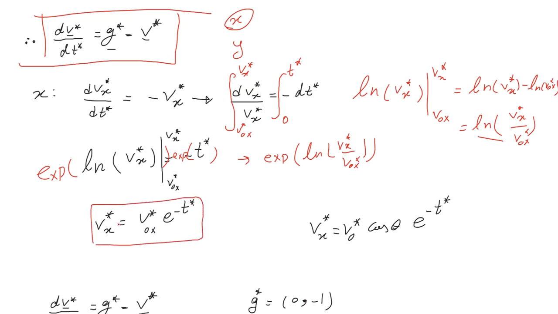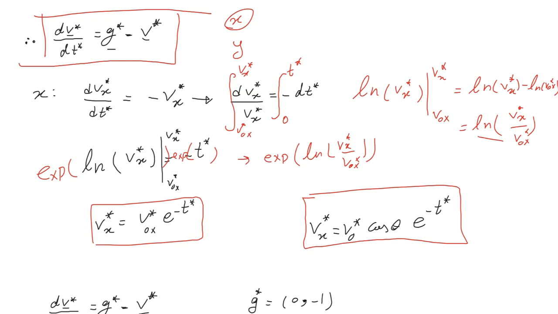Perfect. So then we can substitute this v0x star with this value. So this is v0x star, or v naught star in the x direction, and then our vx, the velocity component in the x direction, is written here. So this is what we wanted in the x direction.